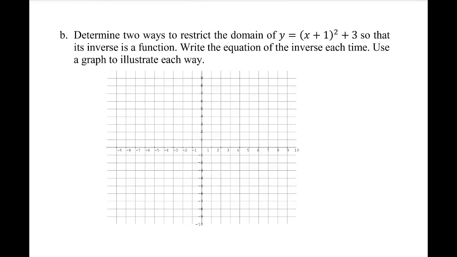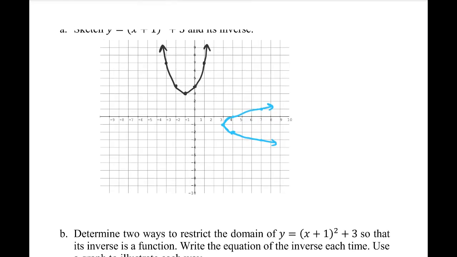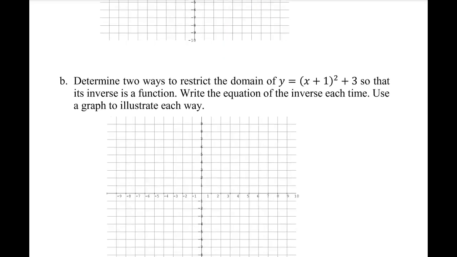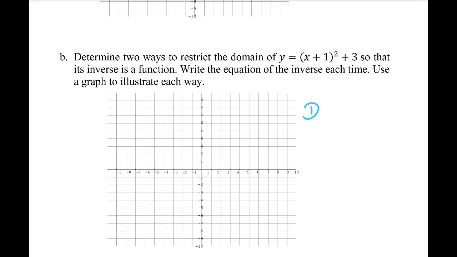So we've got a couple different options. We need to cut out basically half the parabola because that's where we're getting our repetition. So if we cut out the left side or the right side, starting at the vertex, that would be what would help us. So option 1 is to restrict domain to -1 to positive infinity.